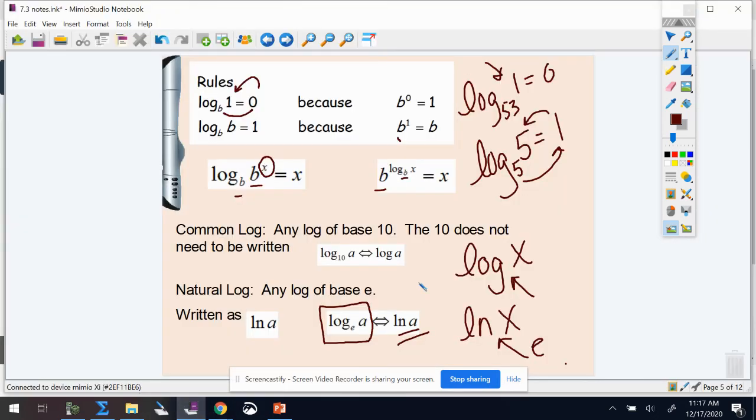So going back to our notes, that's the basics of logarithms. We're going to get into how you evaluate them in a second, but those are the basics of how they work and some of the special ones that you will see.